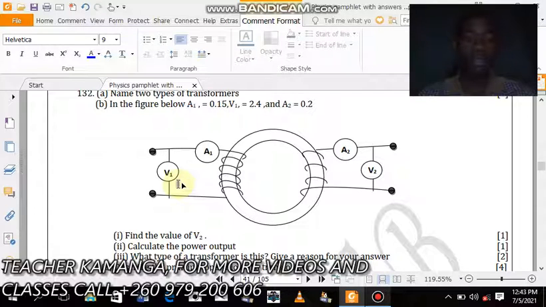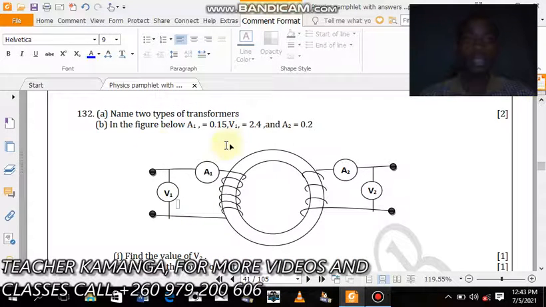So we have this question which probably will give us at least some ideas on a transformer. The first question, question A, is saying name two types of transformers. So we have two types of transformers.